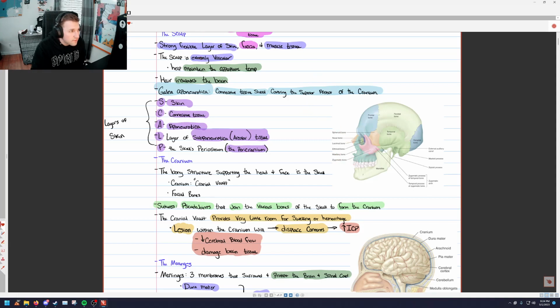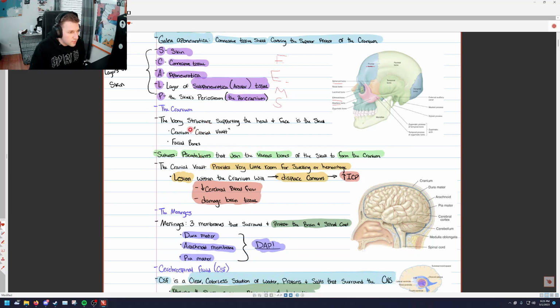We also have FEMS. See if I can draw here. FEMS is going to be for our sinuses. So we have our frontal, ethmoidal, maxillary, and our sphenoid. Those are going to be our sinuses. Our cranium, we have our cranium vault. That's just going to be the storage of the brain.